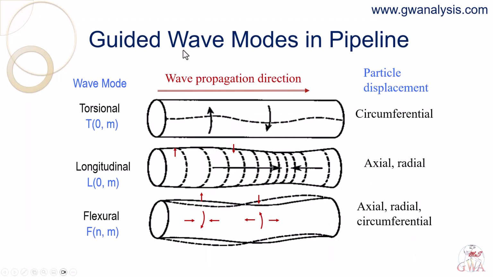This slide shows three guide wave modes in a pipeline: torsional, longitudinal, and flexural wave modes. These wave modes are classified by particle displacement. The torsional mode has only circumferential particle displacement. The longitudinal mode has axial and radial particle displacement. The flexural mode has all three particle displacements: axial, radial, and circumferential.